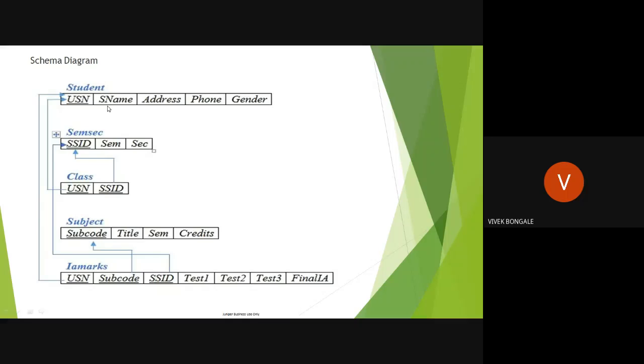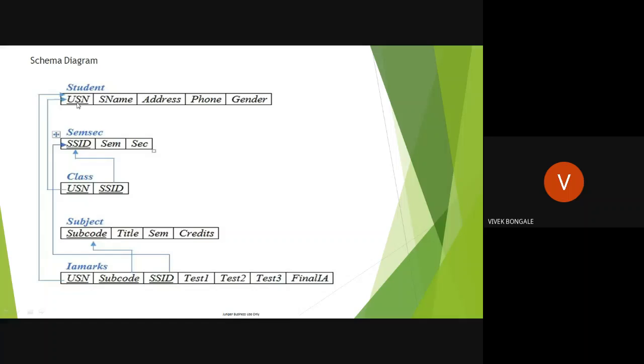This table doesn't have any foreign key. So we can insert the value first to this table, student. Then second, SEMSEC. The SEMSEC also doesn't have any foreign key, right? So we can insert the value to this table second, or we can insert the value to this first also, because it doesn't contain any foreign key. There is no rule that we have to insert the value first to the student table only.